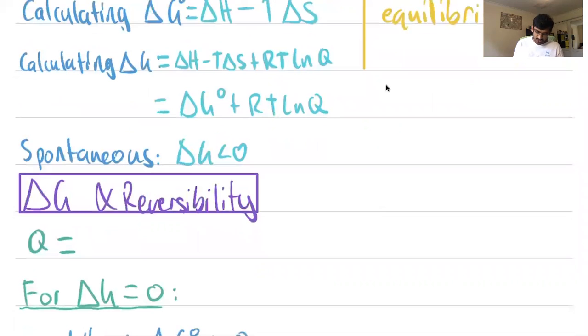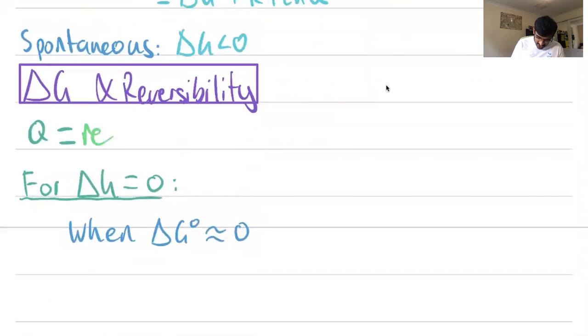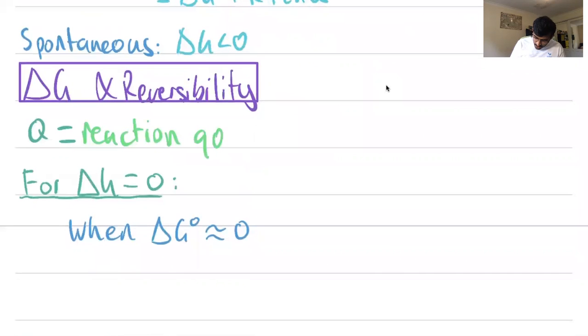So the big question is, what is Q? Q is my reaction quotient, which you're going to look at in more detail next lesson. At a simple level, the reaction quotient is just a ratio of my reactants to products. A way of thinking about it is that it's equal to the concentration of products divided by the concentration of reactants.